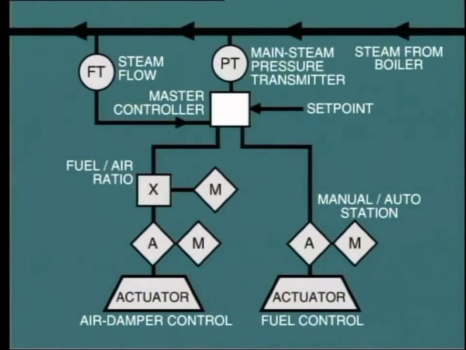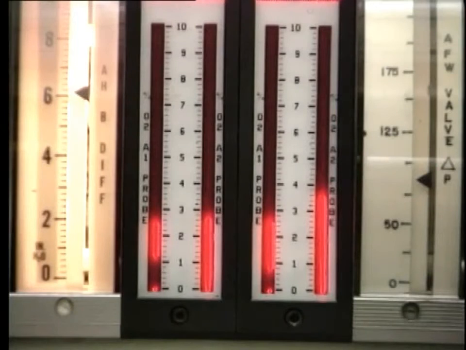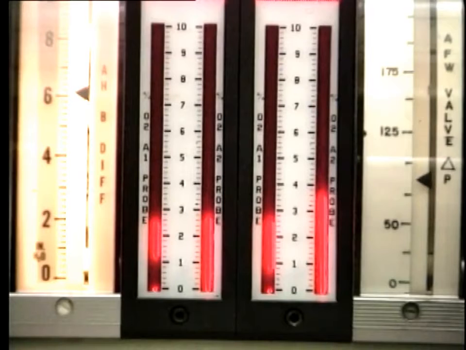A further improvement to the system may be obtained by connecting the oxygen analyzer signal to automatically adjust the fuel-air ratio. This acts as a trimming device to precisely control the combustion air and bring the excess oxygen in the flue gas to the desired set point.